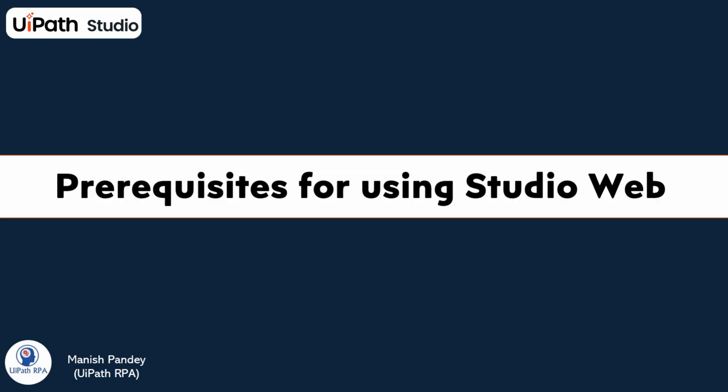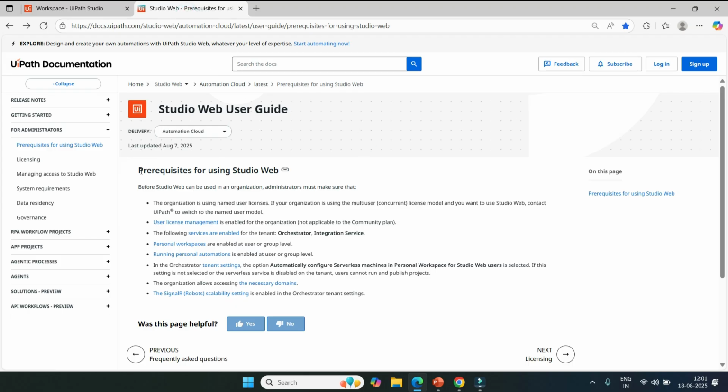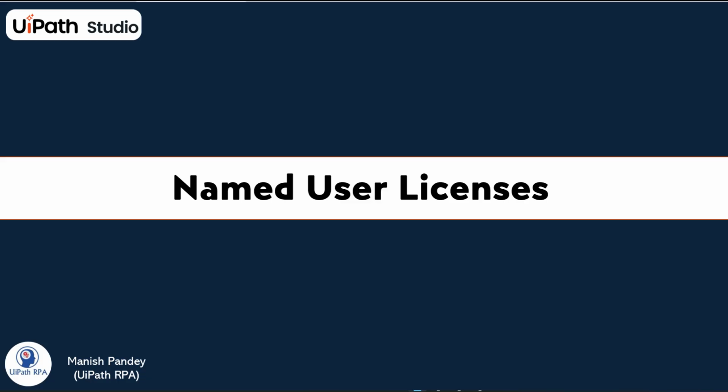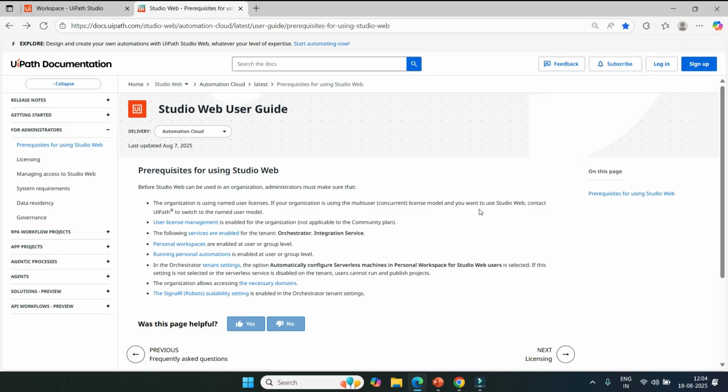As per UiPath documentation, there are prerequisites for using Studio Web that you need to first look into and follow. Let's understand here one by one. First, it says that organization is using named user licenses. Now, what is named user licenses? A named user license means the license which is assigned to a specific person with their UiPath account email. Studio Web works only with the named user licenses.